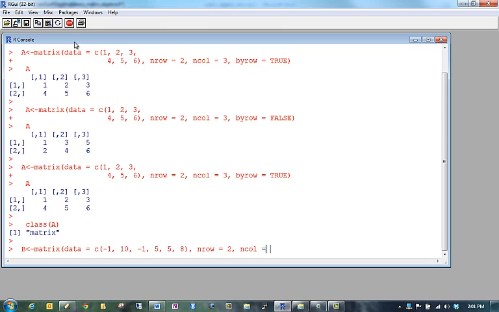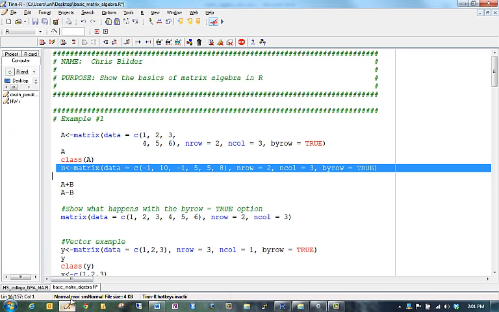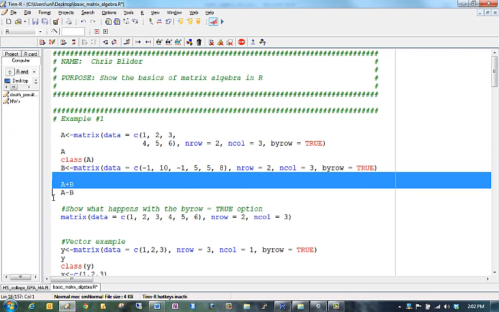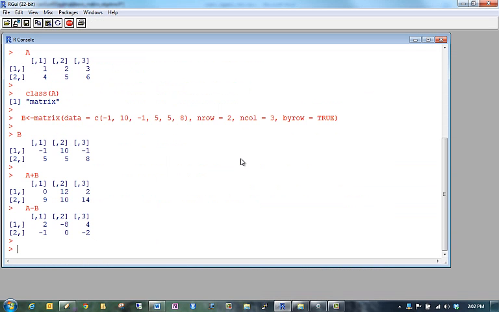So here's my matrix B. If I just type B, you can see the actual matrix there. And let's do some addition and subtraction. So I take A plus B and A minus B, and you get as you would expect.